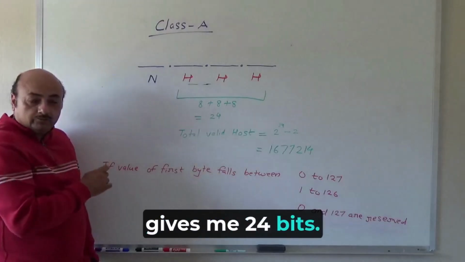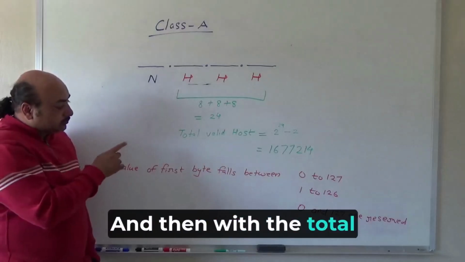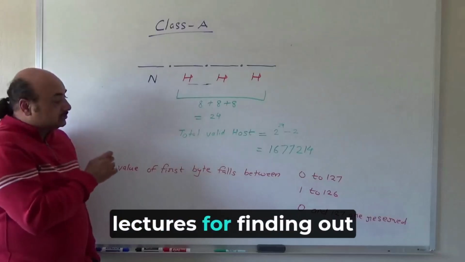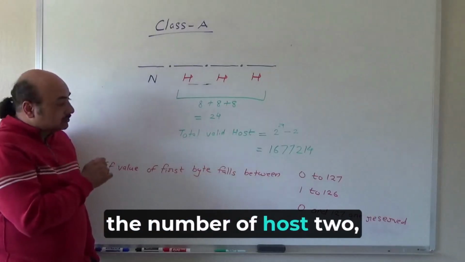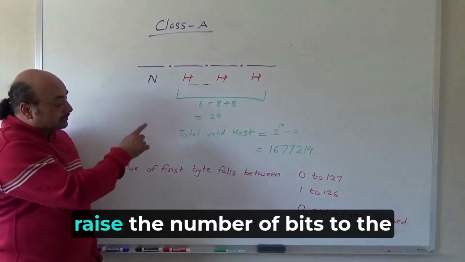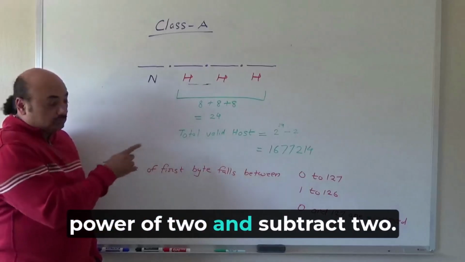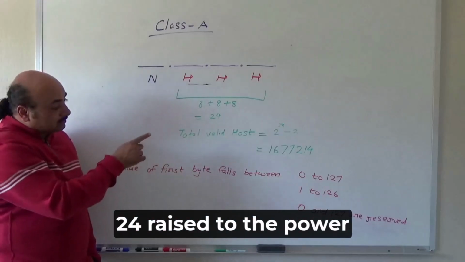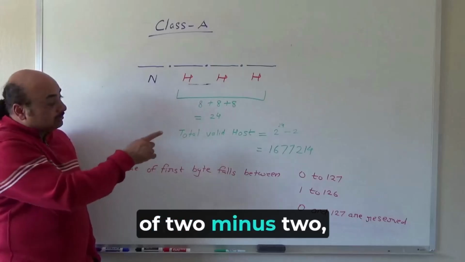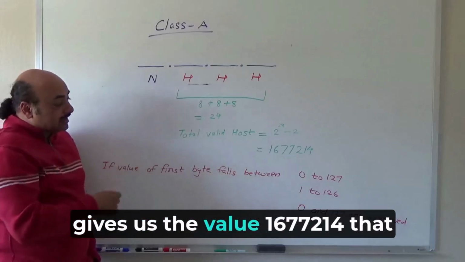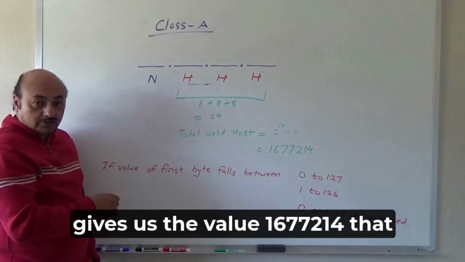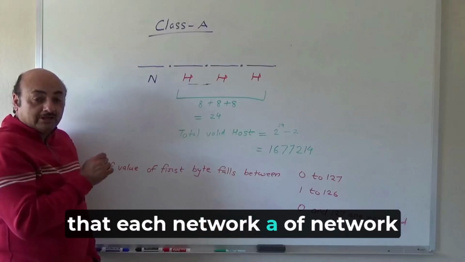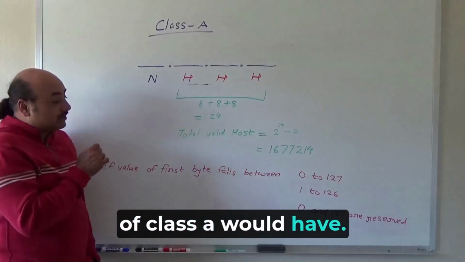gives me 24 bits. And then with the total of 24 bits, using the same formula that we have used in the previous lectures for finding out the number of hosts, raise 2 to the power of the number of bits and subtract 2. So in this case, since the bits are 24, 2 raised to the power of 24 minus 2 gives us the value 16777214. That is the exact number of hosts that each network of class A would have.